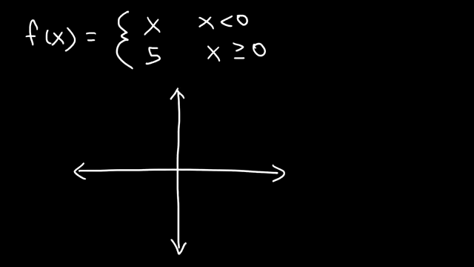So when x is less than 0, but not including 0, we're going to have the graph y equals x. So I'm going to put an open circle at 0 because it doesn't include 0, but it's going to look like y equals x on the left side. Now on the right side, it looks like y equals 5, and it includes 0. So I'm going to use a closed circle at 5. So keep in mind the y value there is 5. And that's how you can graph this particular piecewise function.